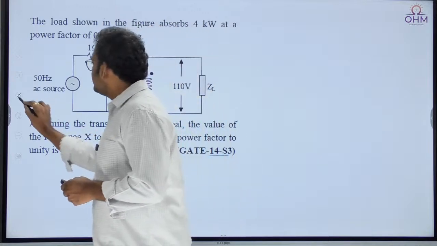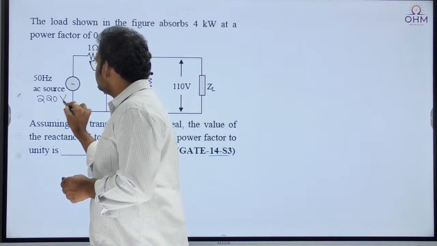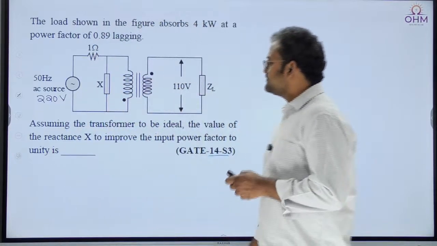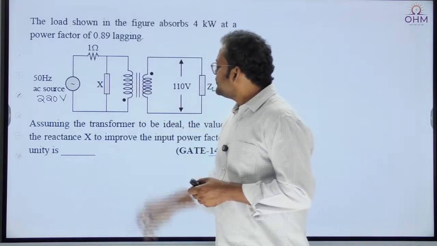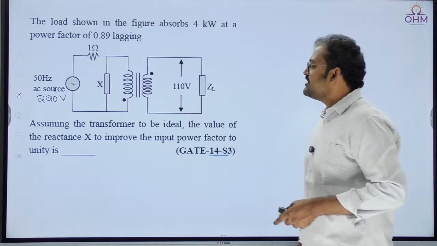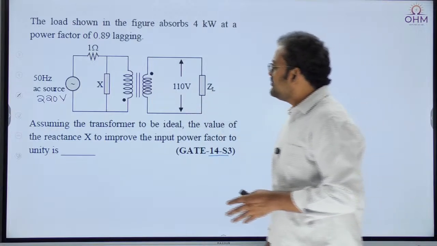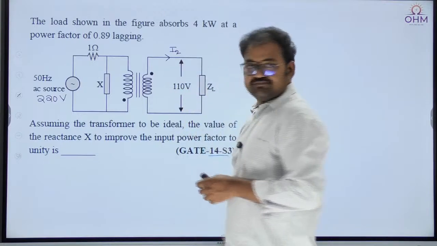So one thing is missing here. This is 220 volt. So what is this reactance X value so that we can improve the power factor to unity on the input side? So what I will do is that simple thing. First let me calculate what is the load current I2.